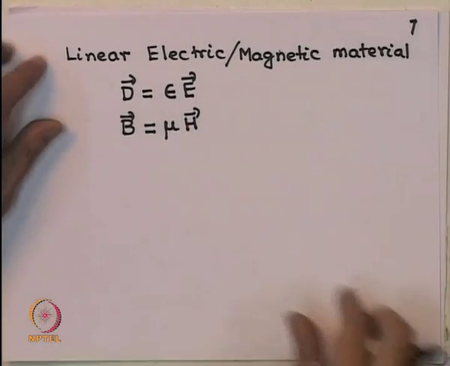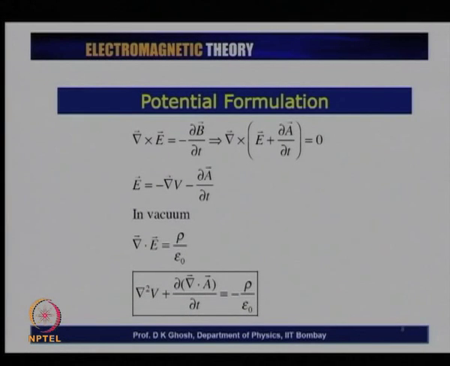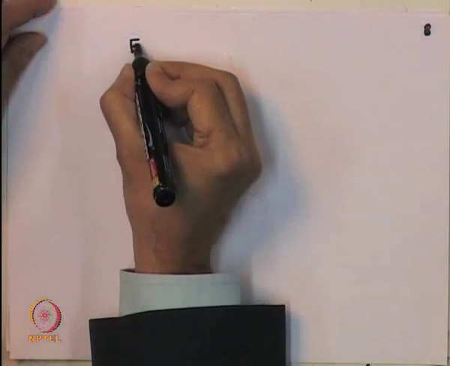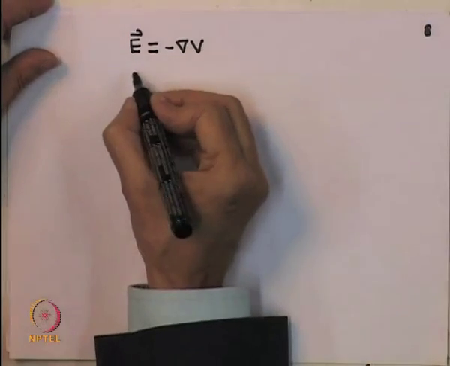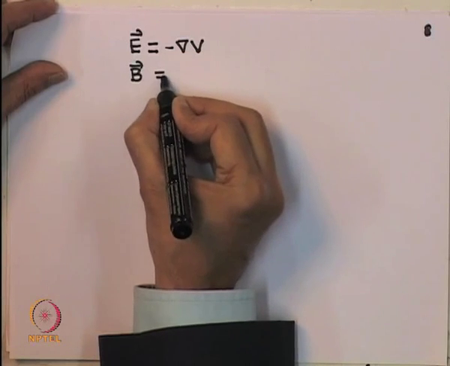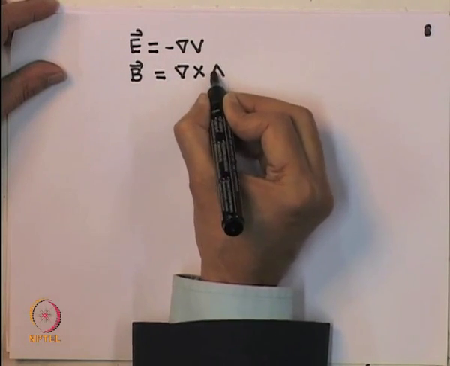At this stage, what we are going to do is bring the potentials back and see whether we get some advantage by writing these equations in terms of the potentials. If you recall, we had defined two potentials, one corresponding to the electric field and one corresponding to the magnetic field. Of course, later under certain situations, we had seen that even for a magnetic field, we could define a magnetic scalar potential. But we will be dealing here with the electric field being written as minus gradient of the potential V, and the magnetic field B is the curl of the vector potential A.